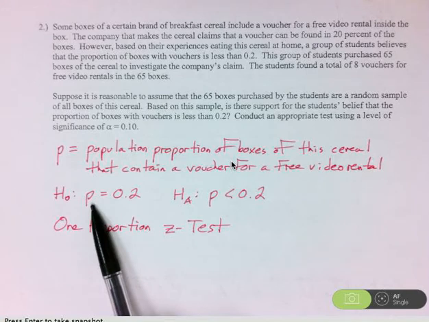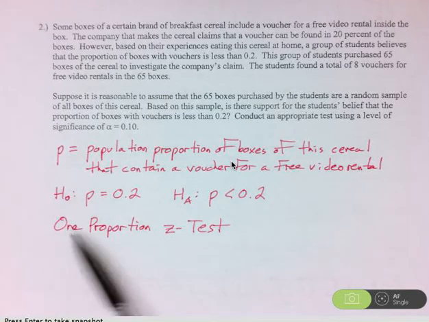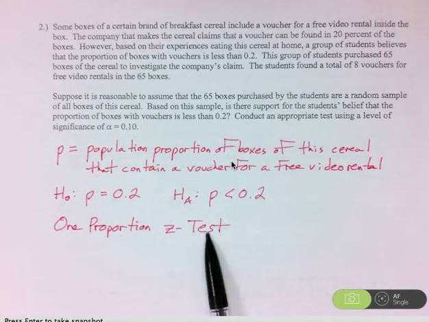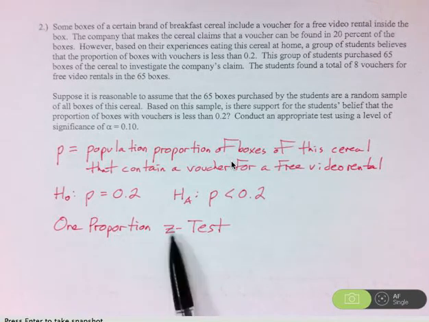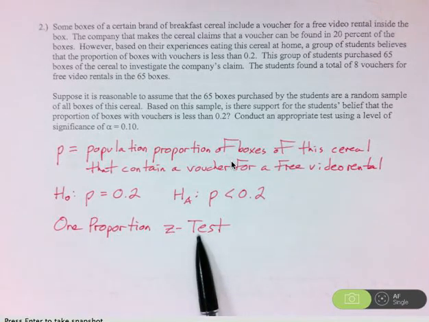So because we're dealing with proportions, this is a one proportion z-test. Make sure you use the option on your calculator that says one prop z-test. Don't use the z-test option at the very top of the calculator. That's an option that typically we won't use. You want to use the option that says one proportion z-test.